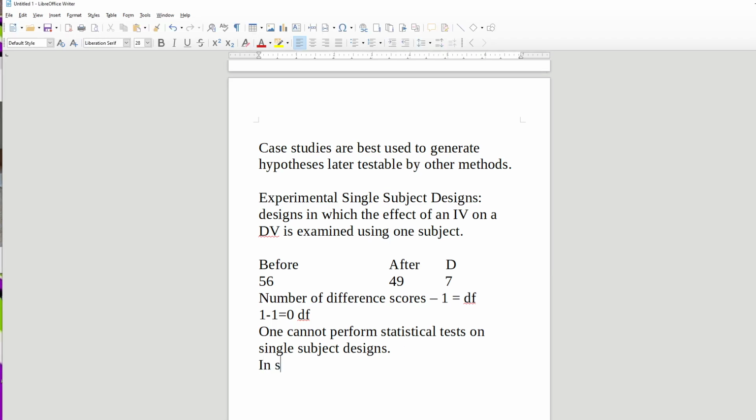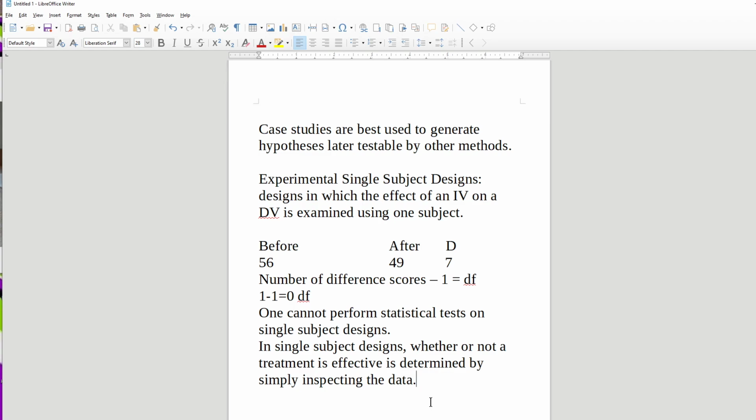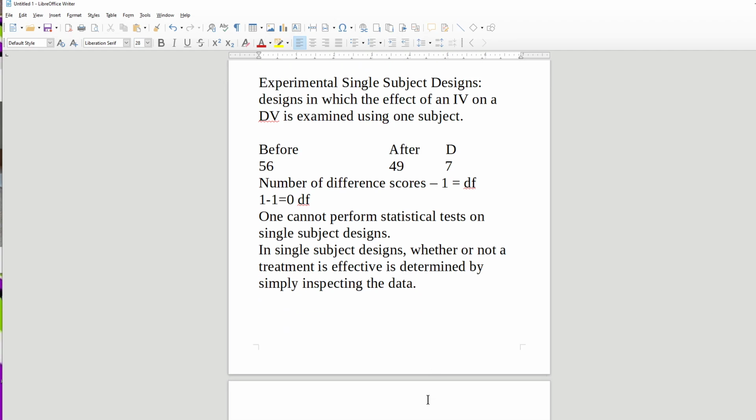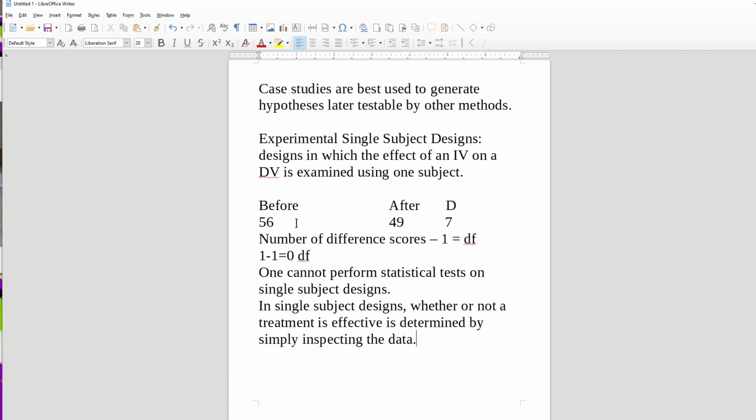Well, in single subject designs, whether or not a treatment is effective is determined by simply inspecting the data. Simply inspecting the data, meaning you look at the data and see, yeah, it looks like it's having an effect, or no, it doesn't look like it's having an effect. That's what it amounts to here. So let's go back to our design here. We can't do statistics on it.